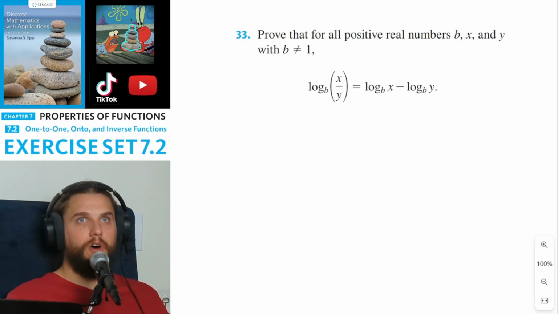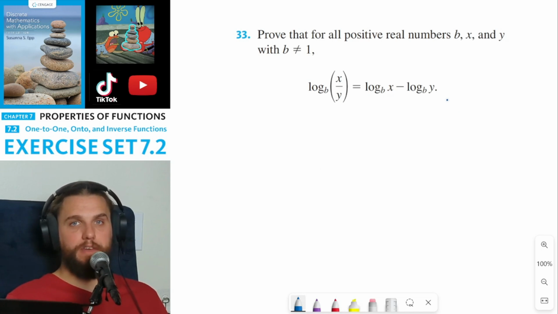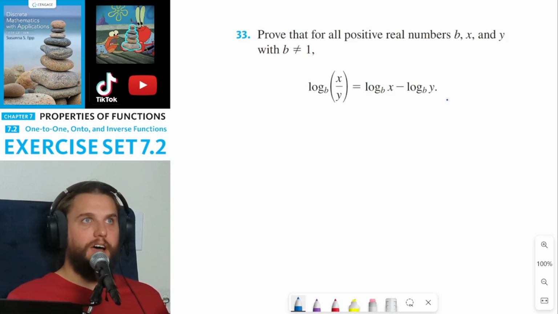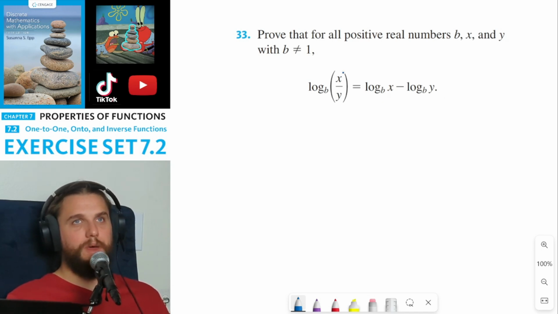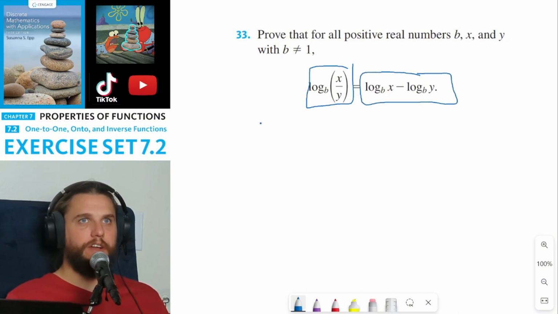Prove that for all positive real numbers b, x, and y with b not equal to 1, that log base b of x over y equals log base b of x minus log base b of y. Now, I haven't checked the solution, so I'm sure there's probably an easier way of doing this. But the way I tried to do this is I ended up setting both of these equal to different letters.